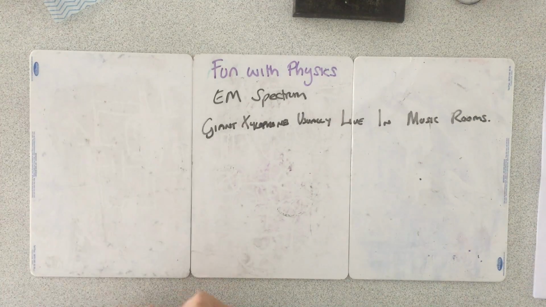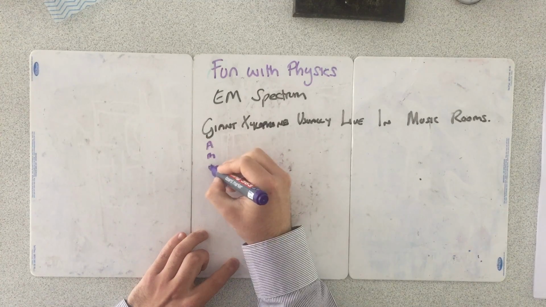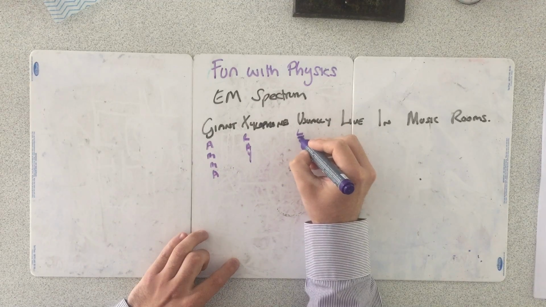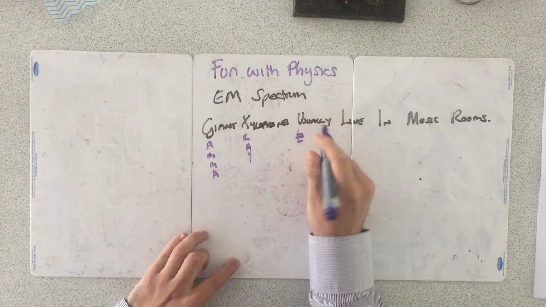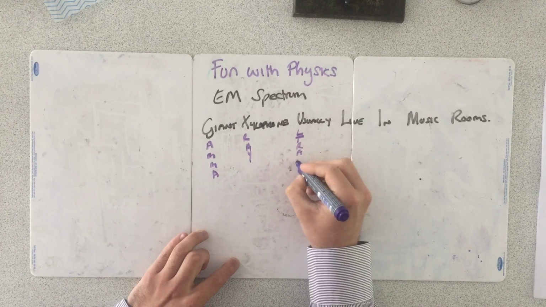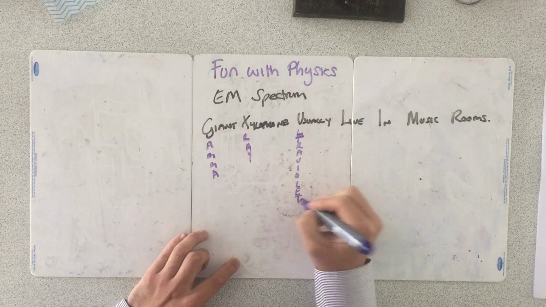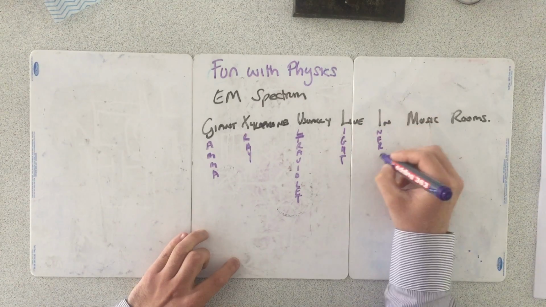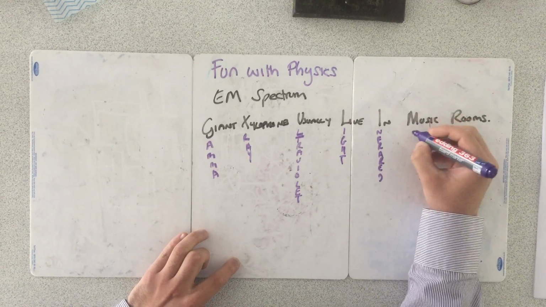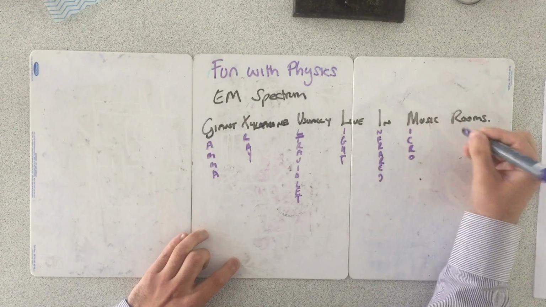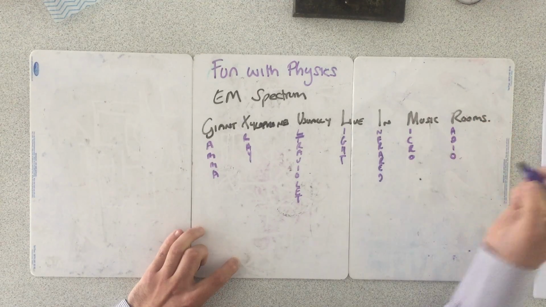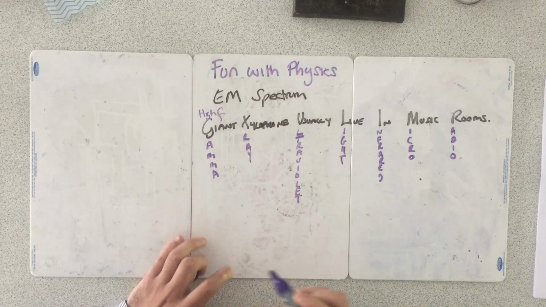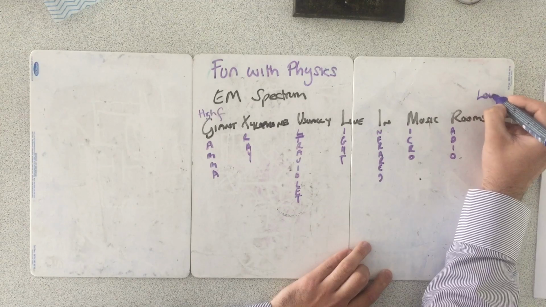Okay, and what this means is we've got gamma, X-ray, ultraviolet, light, infrared, microwave, and radio. Okay, starting this end, we've got our really high frequency, which is gamma. And then down here, we've got our low frequency.